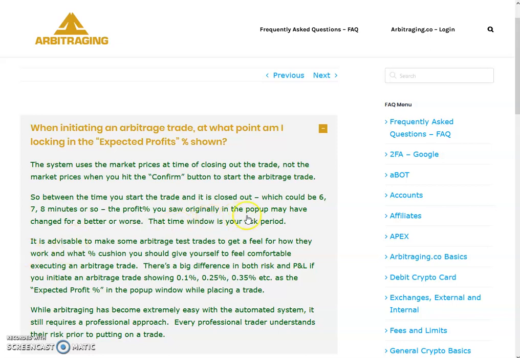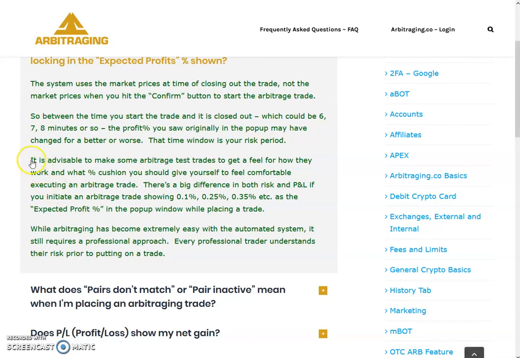So that's why it is saying you may have changed for better or worse. That time window is your risk period. So you are risking that 6 to 8 minutes time period. Now it is advising that it is advisable to make some arbitrage test trades to get a feel for how they work and what percentage cushion you should give yourself to feel comfortable.